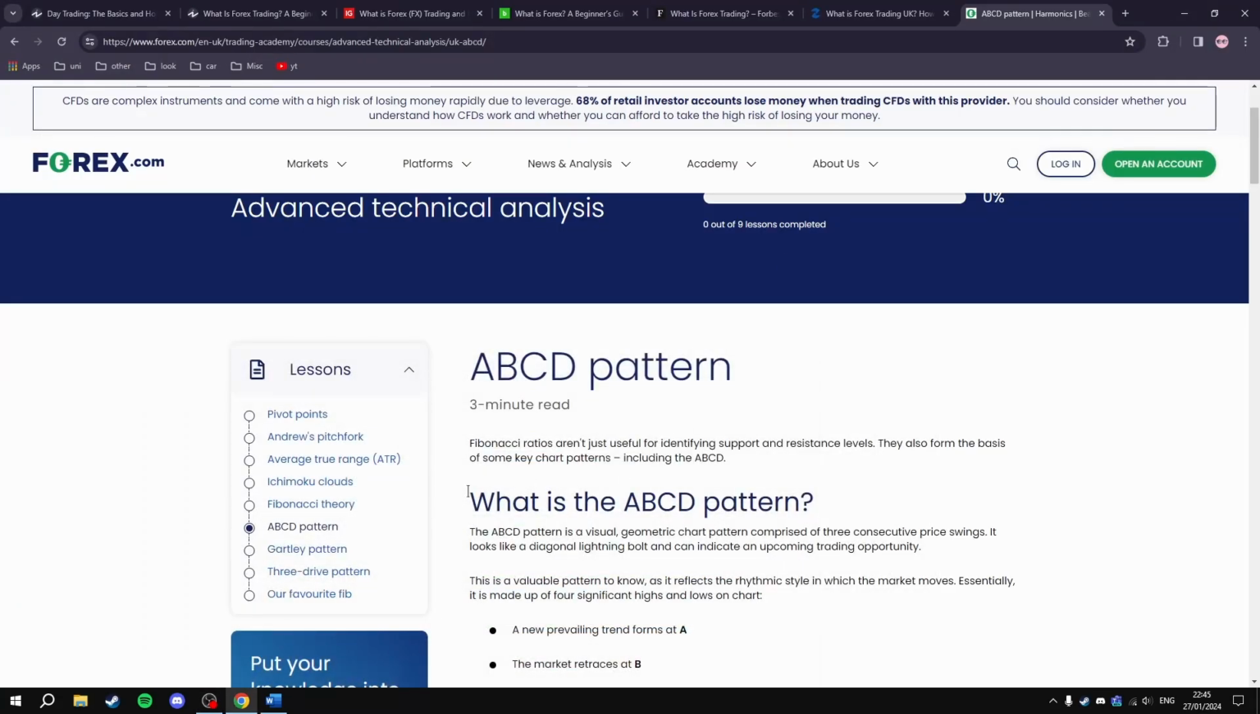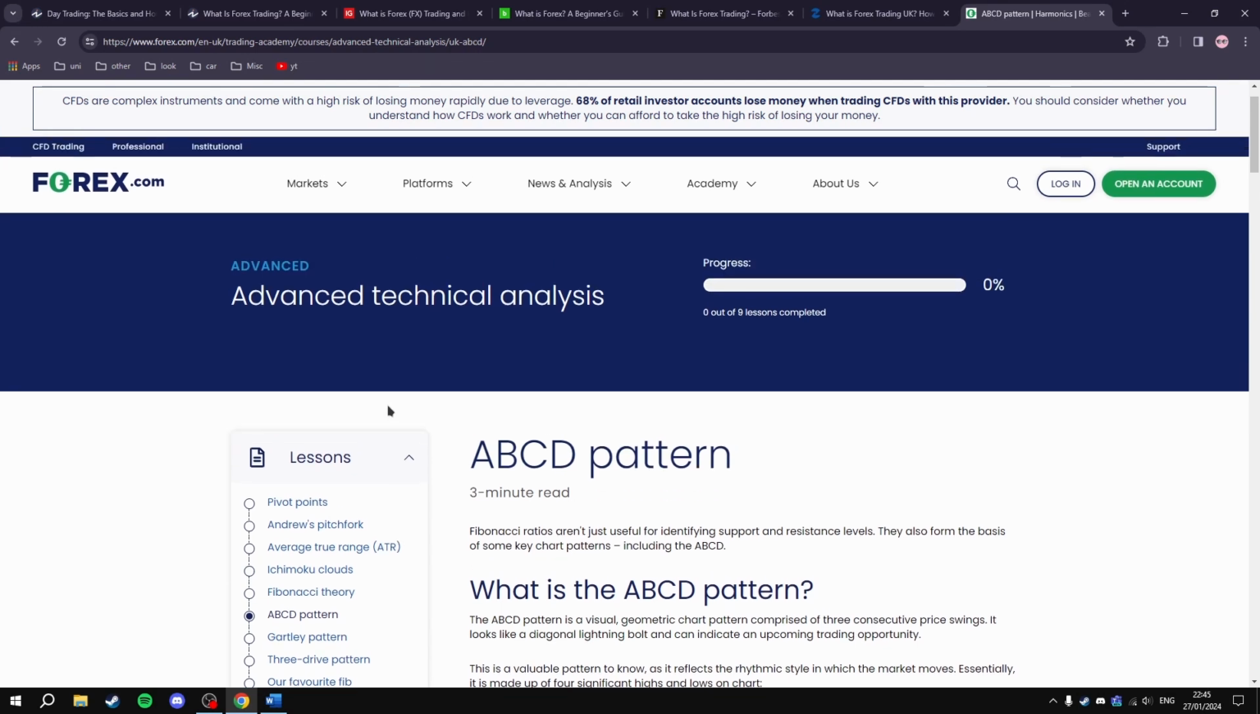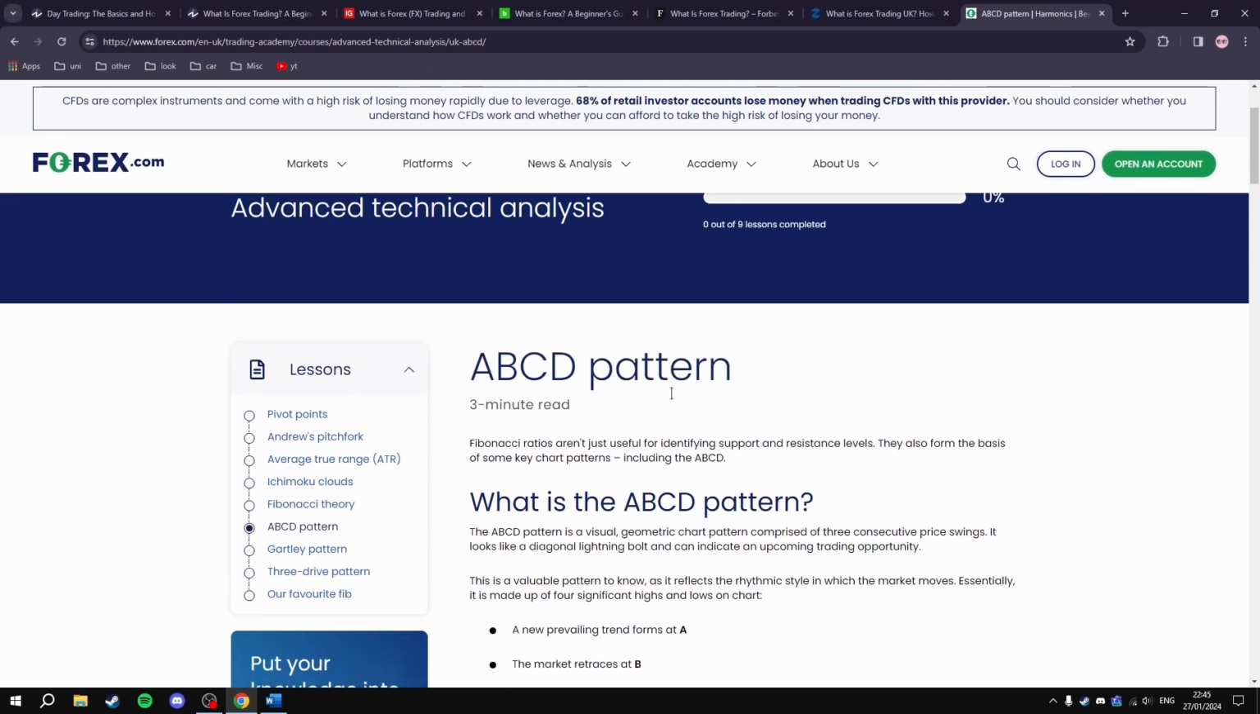Hello everybody, welcome to the 27th episode of me learning how to trade using Forex. In the last episode we went through the Fibonacci theory lesson in the advanced technical analysis course on the official forex.com, and now we're doing the ABCD pattern lesson. So yeah, let's get started.